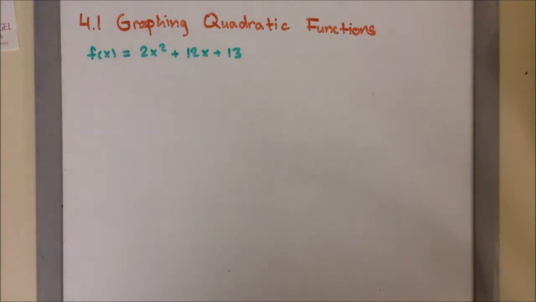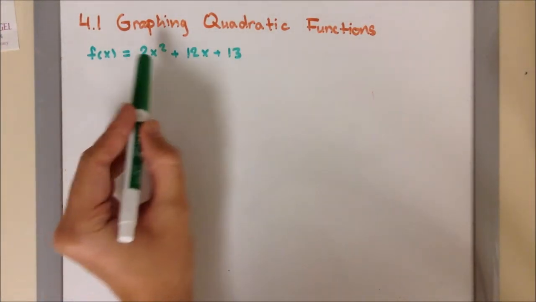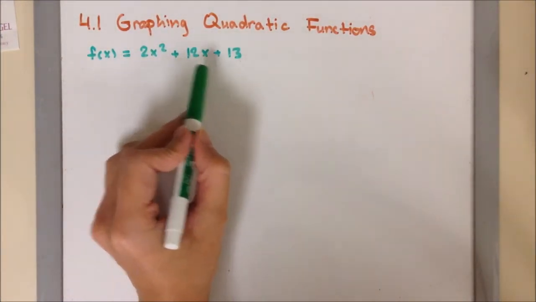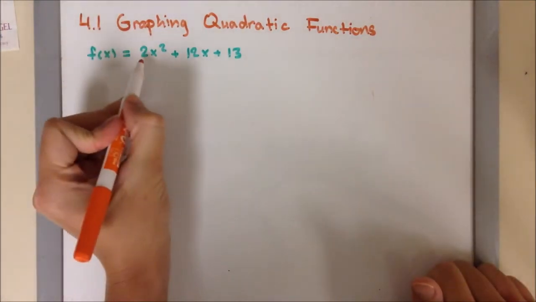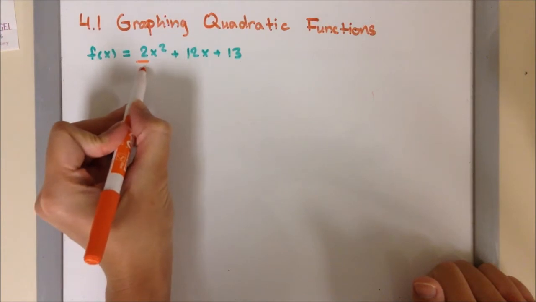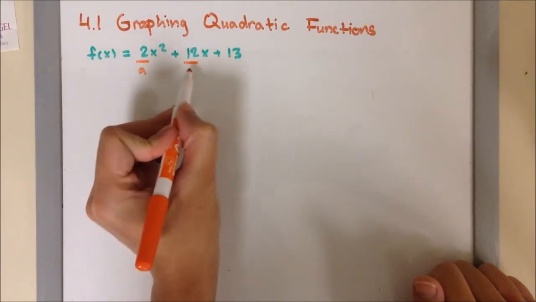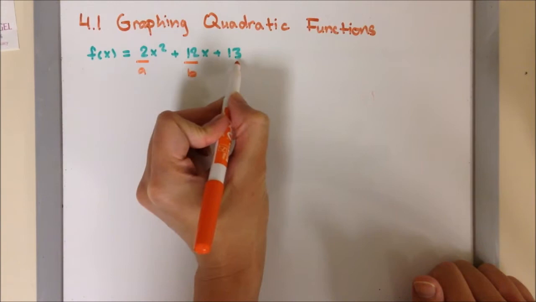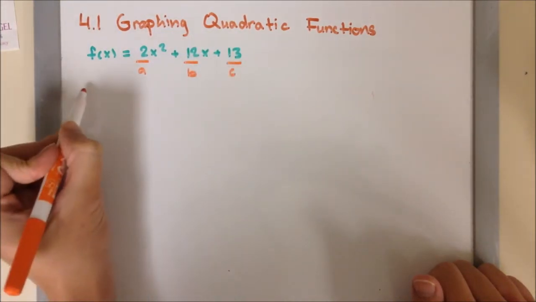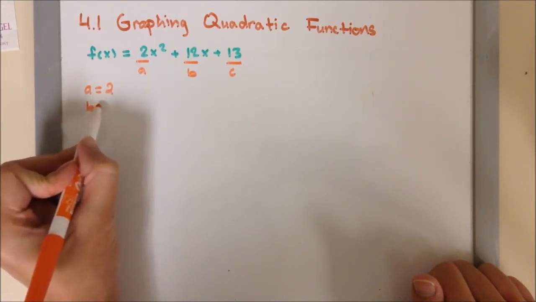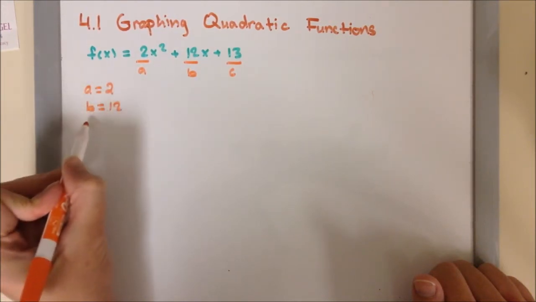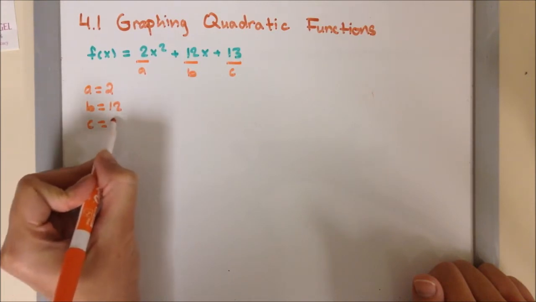Alright, in our first example, we have f of x equals 2x squared plus 12x plus 13. When you're given a quadratic function, it's always best to identify your a, b, c values. Again, a is just the number in front of x squared, b is just the number in front of x, and c is just the number by itself. So my a value is simply 2, my b value is simply 12, and my c value is simply 13.